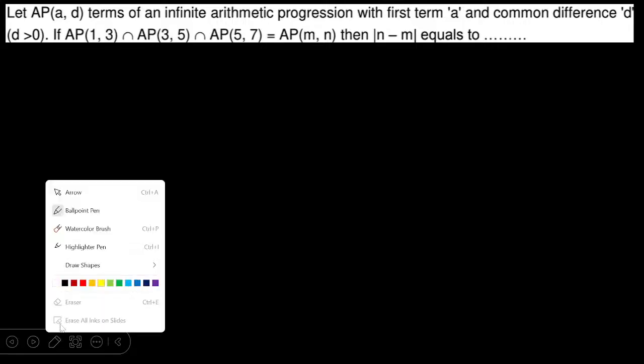Now this is the question we have to solve. If A1, A2, A3 are terms of an infinite arithmetic progression with first term as A, they are saying first term as A, and common difference is D.